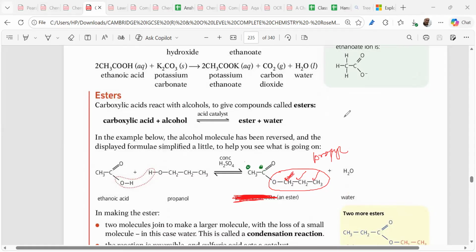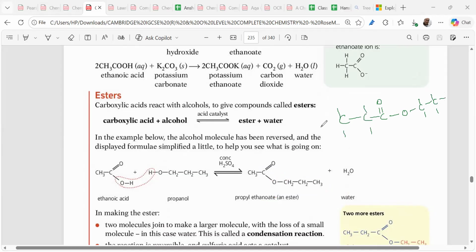Can you name this quickly? What will be this name? How to catch an ester? This is ester, right? C double bond O, which is bridging oxygen.